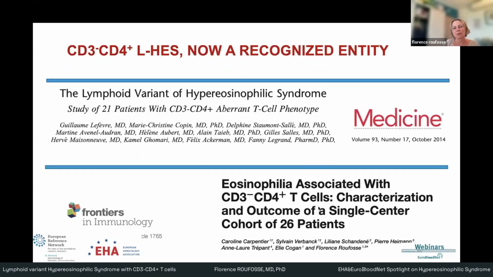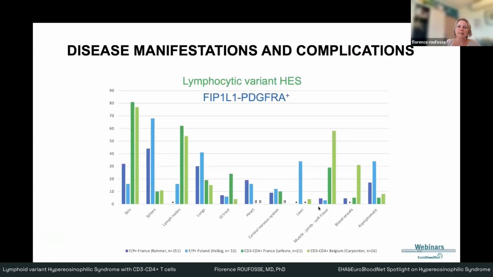That was a single case report that was published in the New England Journal of Medicine. And since then, it's clearly a recognized entity. I'm just showing here the citations of the two largest cohorts which have been published to date, one from our center and one from the French eosinophil network. Disease manifestations of this particular subset of patients with hypereosinophilic syndrome.